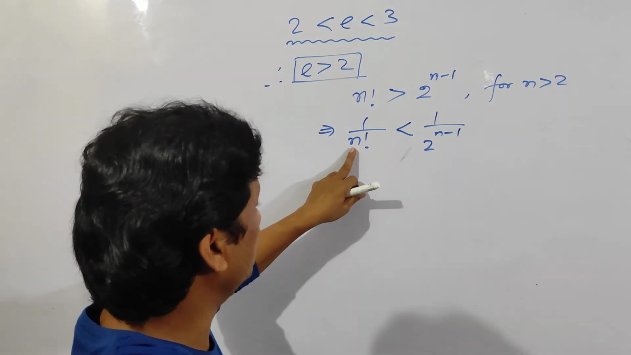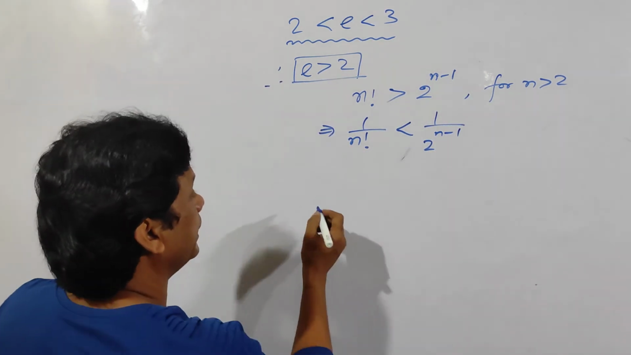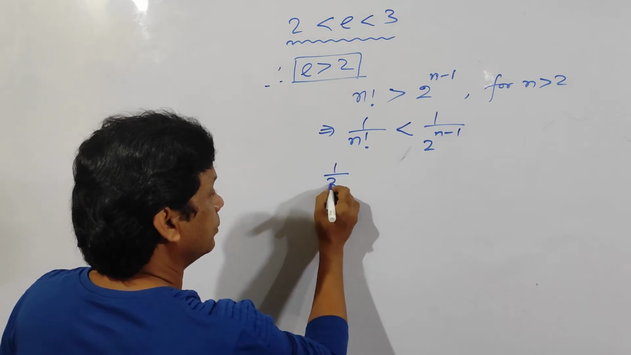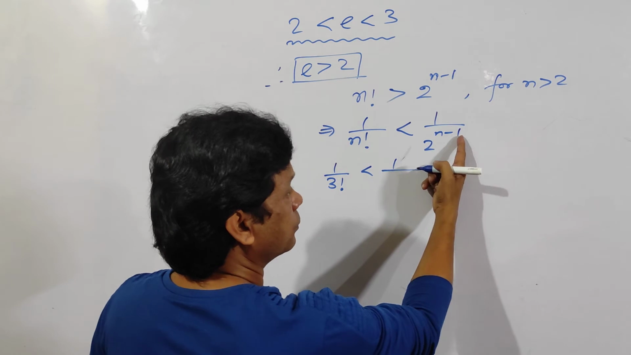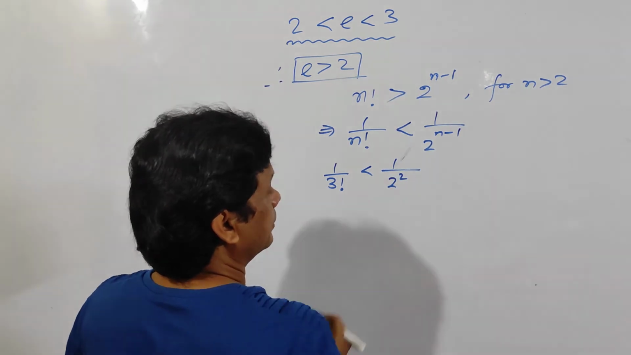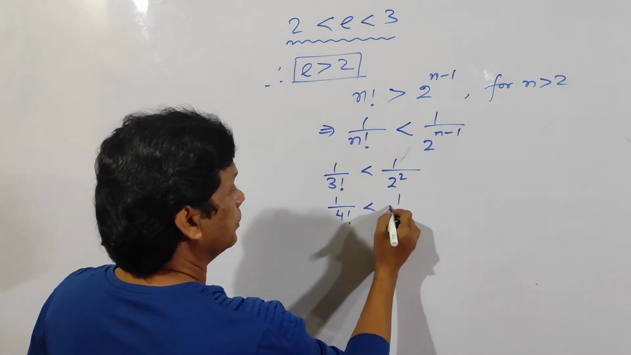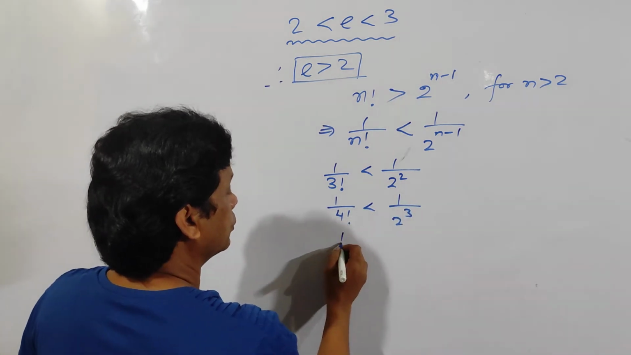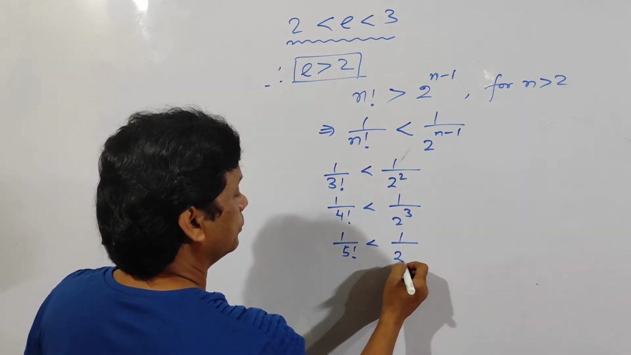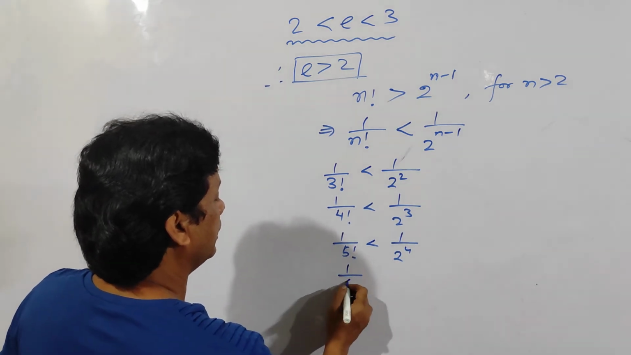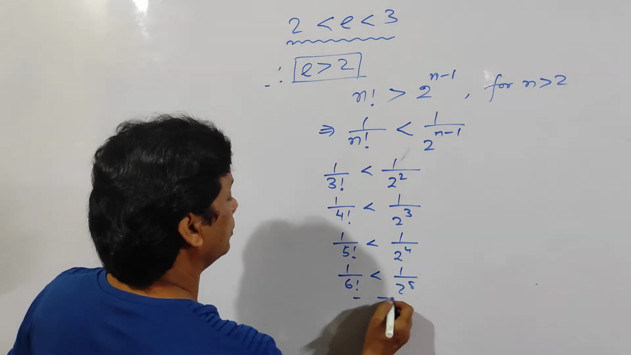So let us put n is equal to, I have told you, n should be greater than 2. So put n is equal to 3. So 1 by factorial 3 is less than 1 by, it will be 3 minus 1, 2, 1 by 2 square. Again, 1 by factorial 4 is less than 1 by 2 to the power 3. So 1 by factorial 5 will be less than 1 by 2 to the power 4. So 1 by factorial 6 will be less than 1 by 2 to the power 5, and so on.